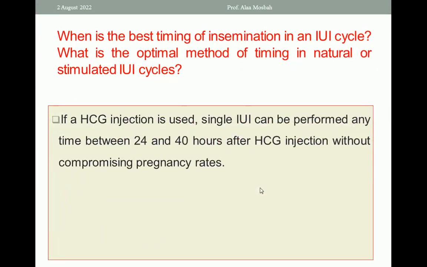If HCG injection is used for triggering ovulation, a single IUI can be performed anytime between 24 and 40 hours after HCG injection without compromising pregnancy rate. So, if you are using HCG for ovulation, you can do one IUI within 24 to 40 hours.